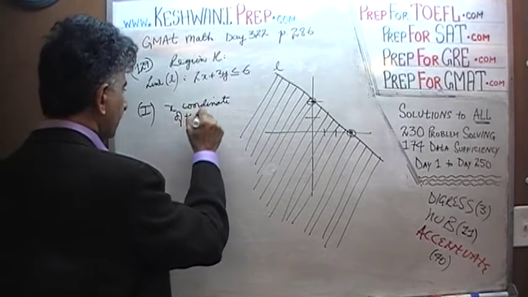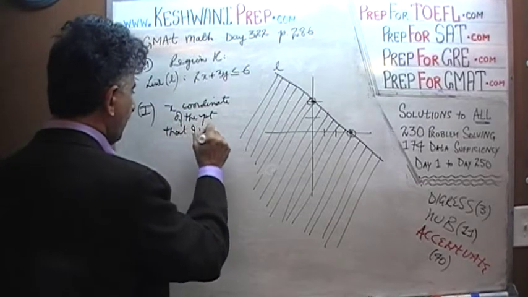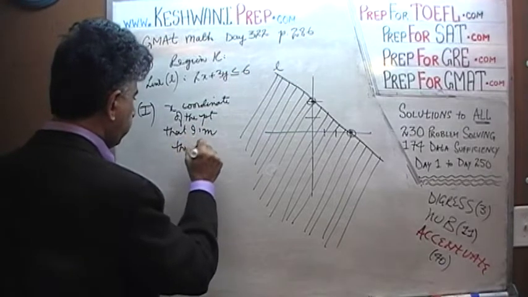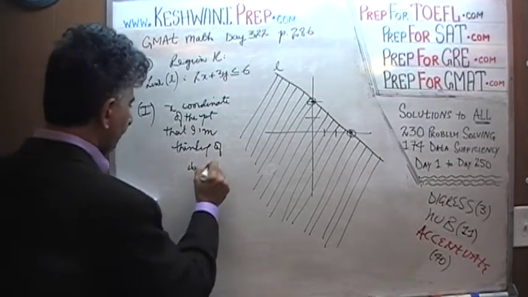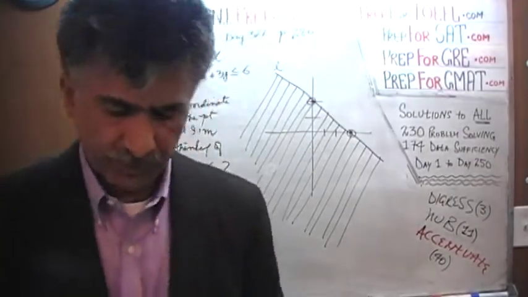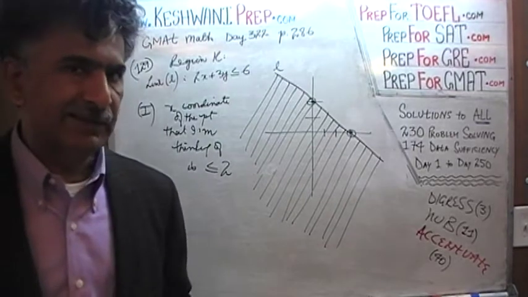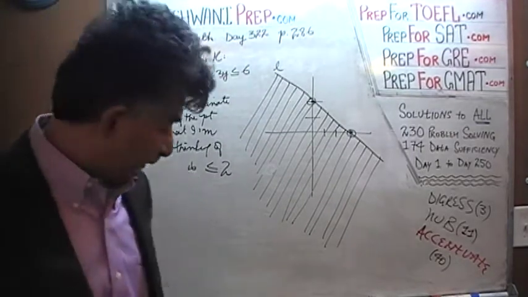of the point that I am thinking of is less than or equal to 2. That's your hint. The x-coordinate of the point that I'm thinking of is less than or equal to 2. What have I told you so far?